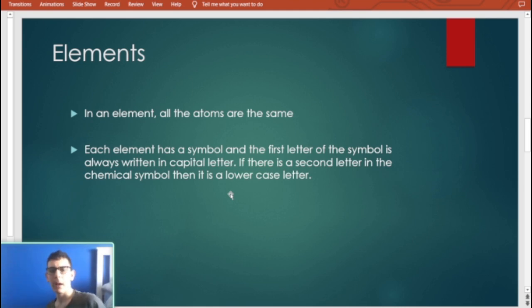Each element has a symbol, and the first letter of the symbol is always written as a capital letter. So for example, going back to sulfur, sulfur is written as capital S. If there's a second letter, like in magnesium, Mg, the g is always a lowercase letter, so the second letter in a chemical symbol is always a lowercase letter.